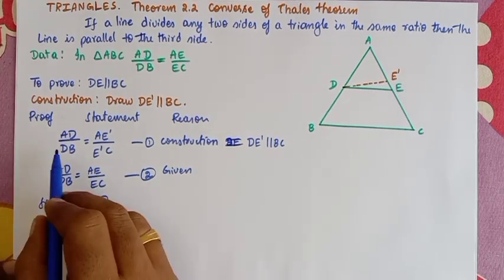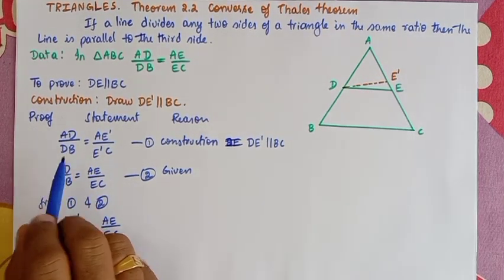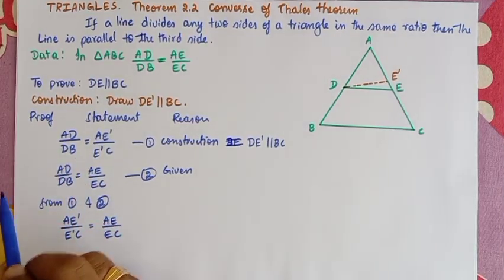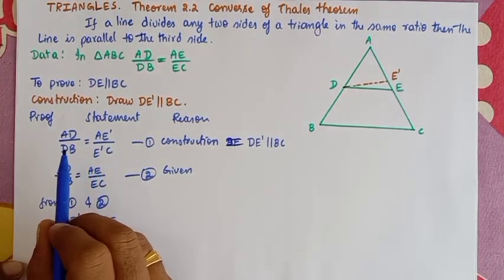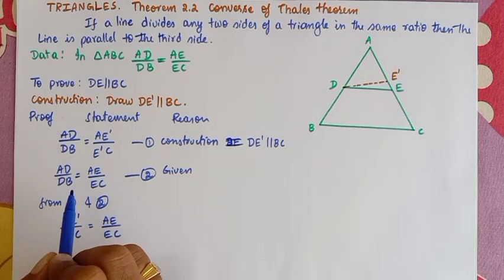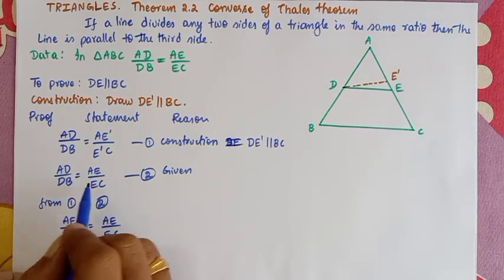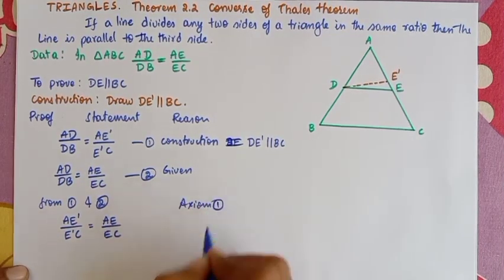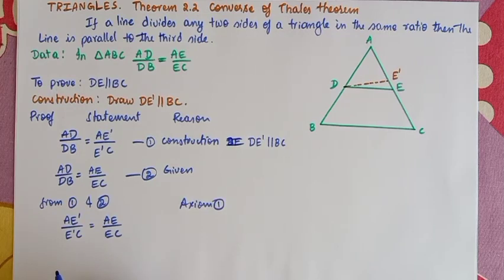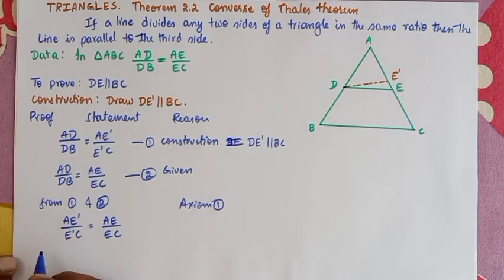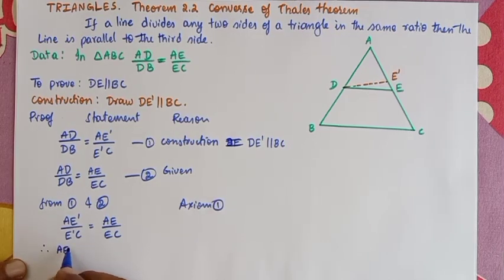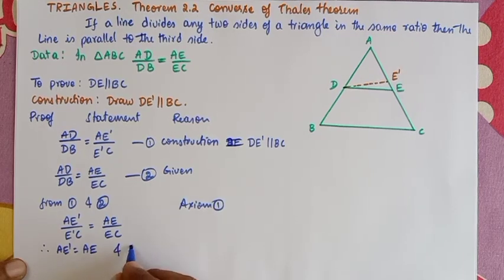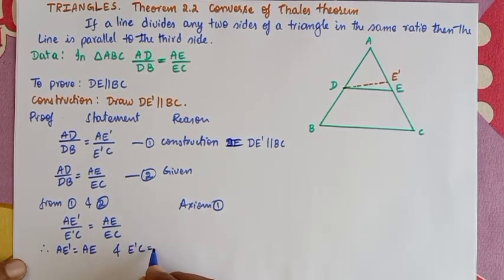This is possible because of axiom 1. The things which are equal to the same thing are equal to one another. That is axiom 1. So now we can say that AE dash is equal to AE and E dash C is equal to EC.